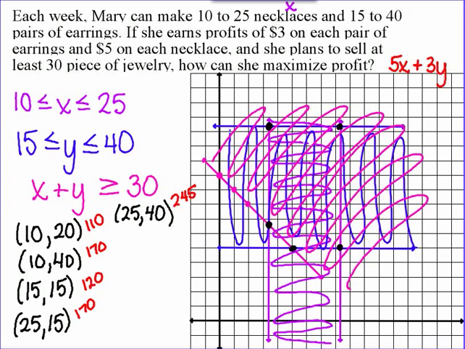Okay, and so, if she plans to sell at least 30 pieces of jewelry, how can she maximize profit? By selling 25 necklaces and 40 pairs of earrings, and that should make sense, shouldn't it? When you think about it, that's the most she can make in a week, so obviously that's the most money she can make. But that's how you go through and solve an optimization problem. Those are the steps that you go through.